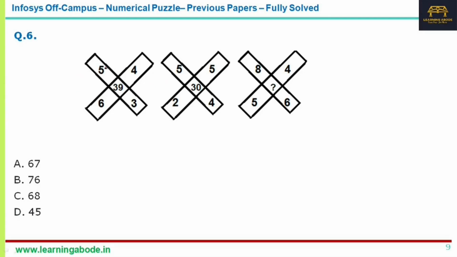It's very easy to guess. 5 into 3 is 15. Okay. 6 into 4 is 24. Now 15 plus 24 is 39.